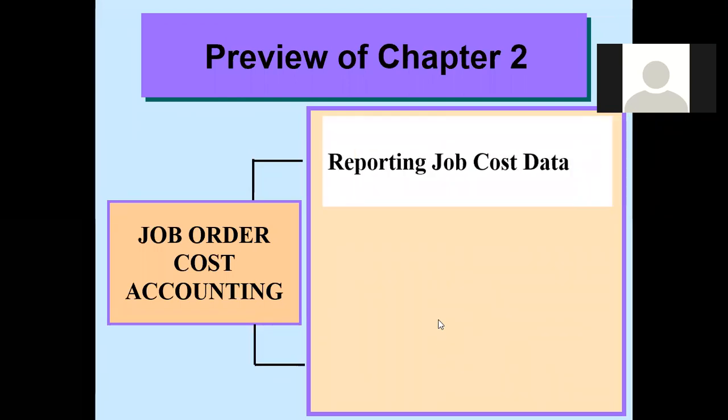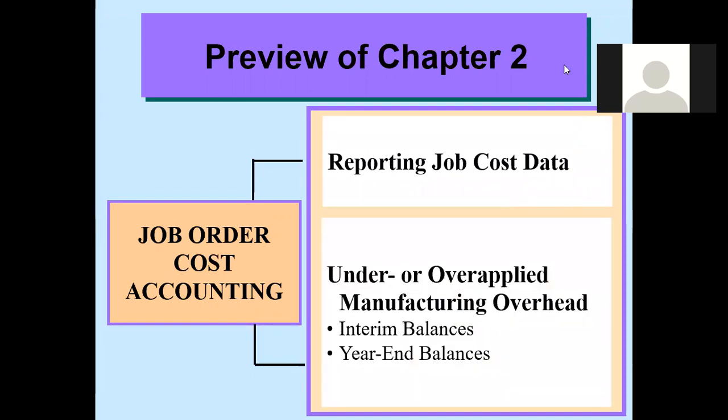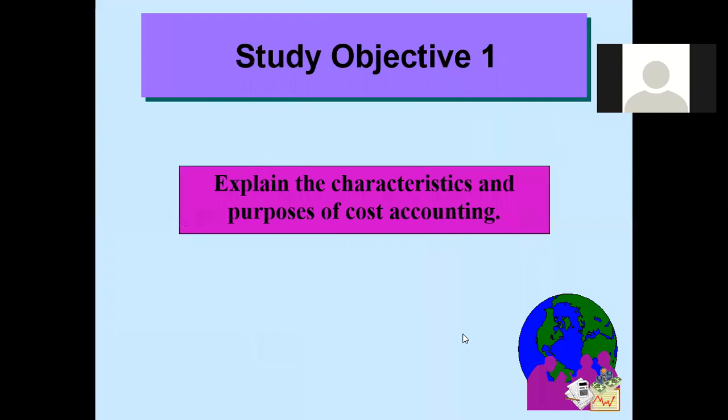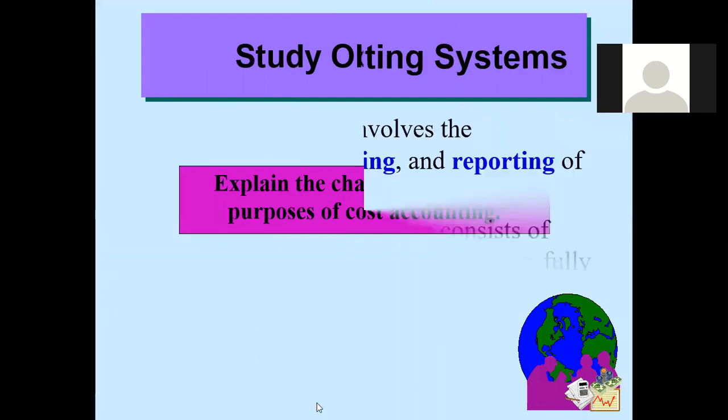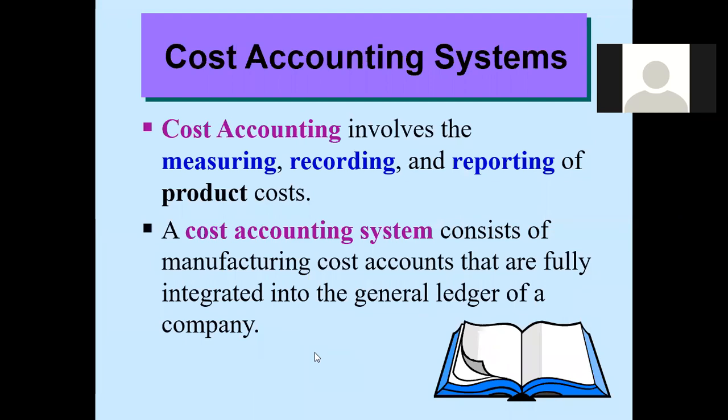Alright. Next is all about reporting job cost data and under and over apply. So this Monday, I will discuss the over and under apply. Explain the characteristics and the purpose of cost accounting. What do you mean by cost accounting? You measure, you record, you report the product cost.